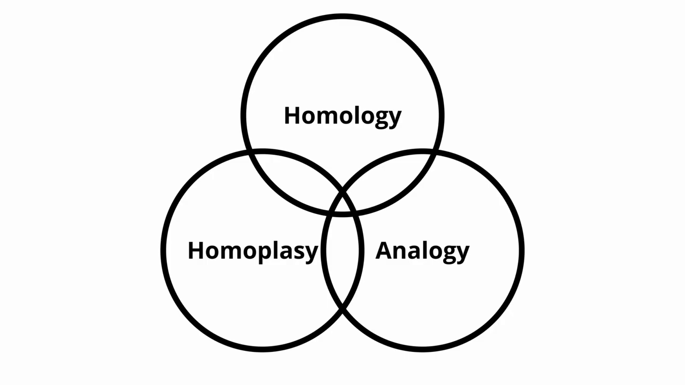So homology is considered about ancestors. And analogy looks the same, and homoplasy is more about function. So this is quite an important concept. And these categories are slightly overlapping. I will explain more than two times in my presentation.